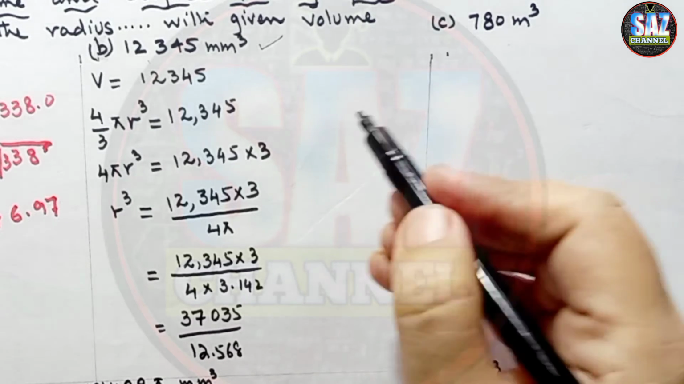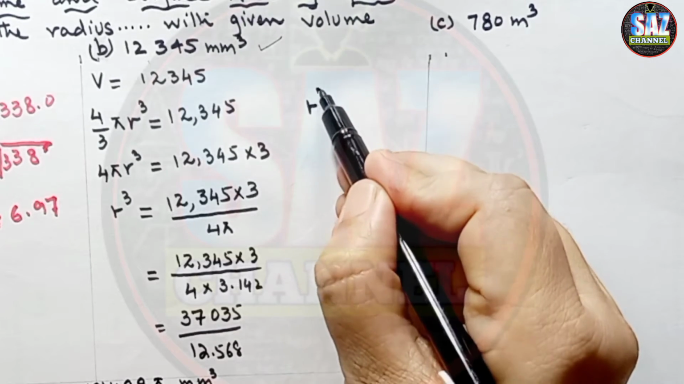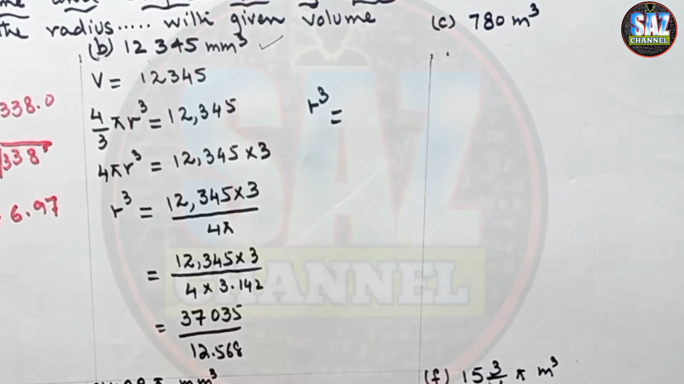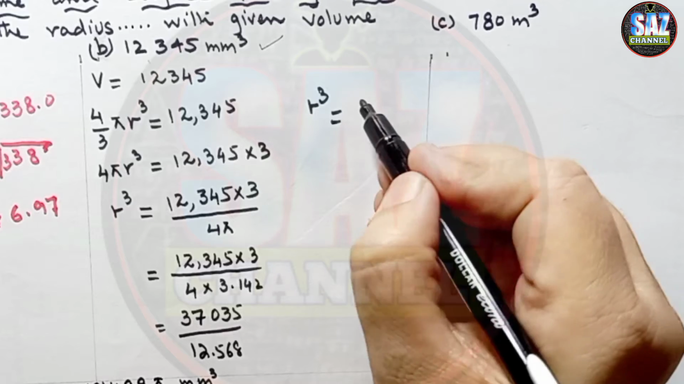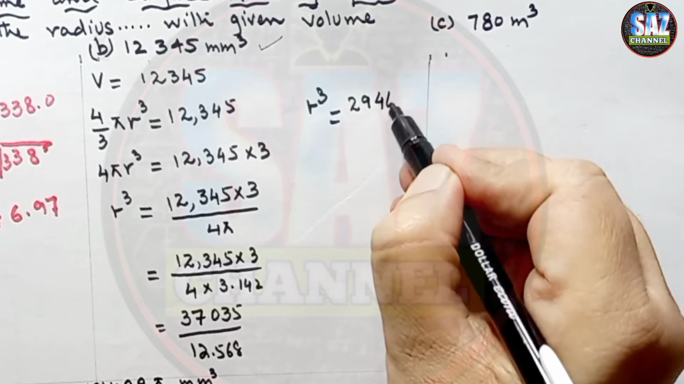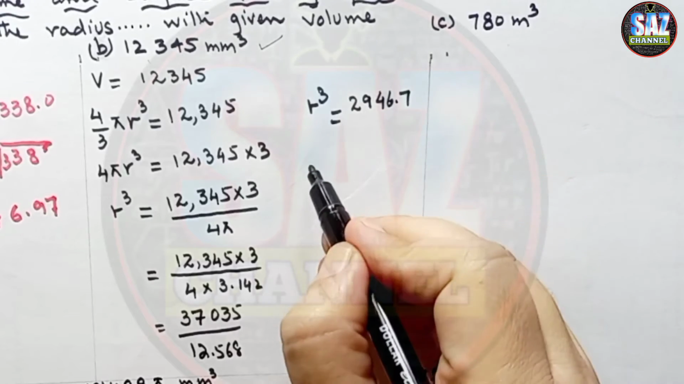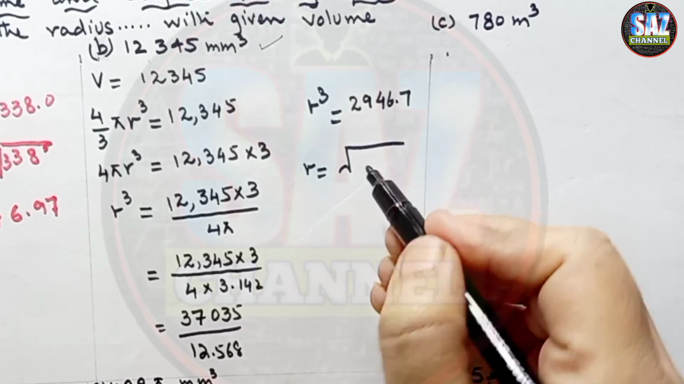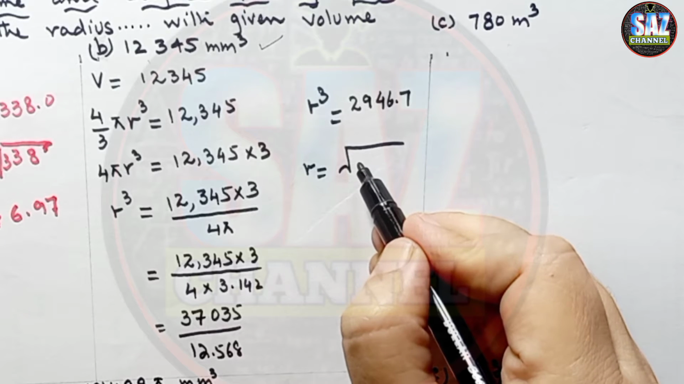Learn to make your calculations easy. Okay, r cube equals, now the numerator is different, that is 37,035 divided by 12.568, and this gives me 2946.7. And now in order to get the value of r, I have to take the cube root on both sides, and the equation will take the form.